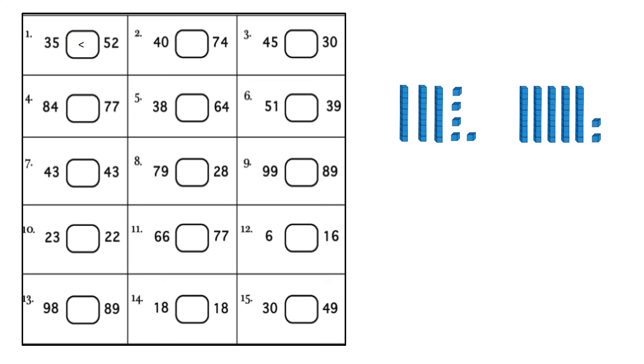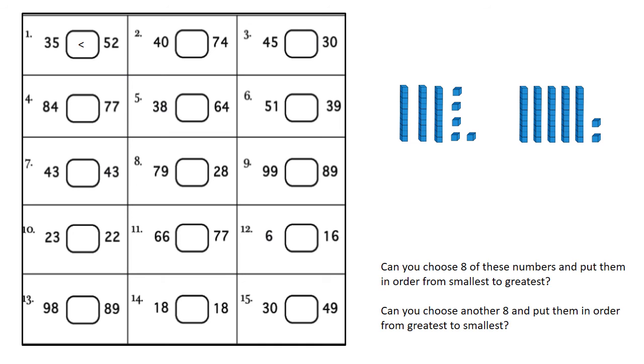When you've done that as an extra challenge, I'd like you to choose 8 of those numbers and see if you can just order them from smallest to greatest. When you've done that, can you choose another 8 numbers and order them from greatest to smallest?